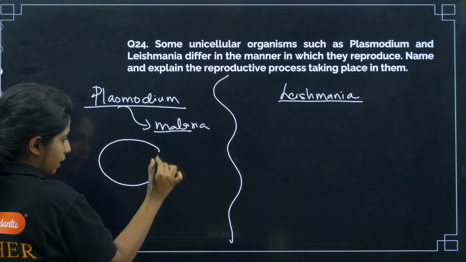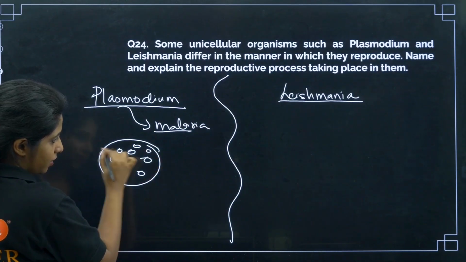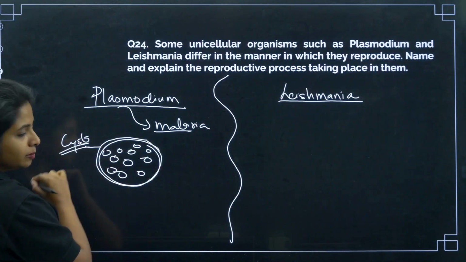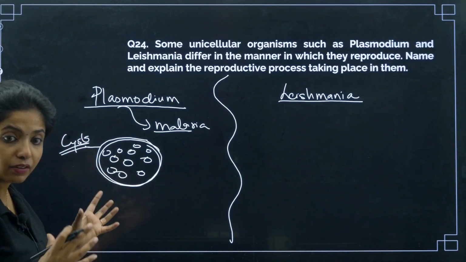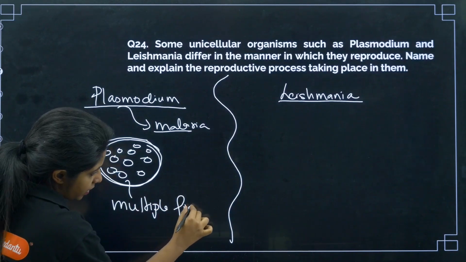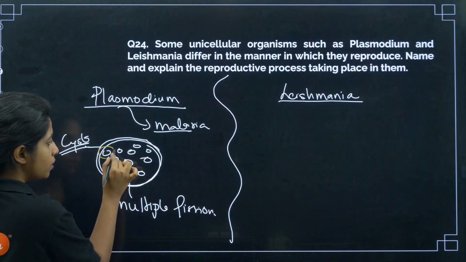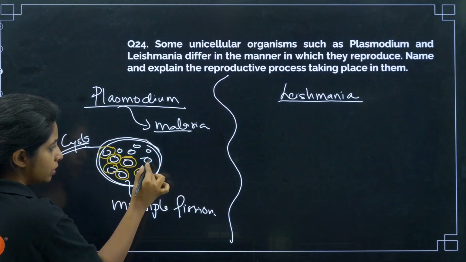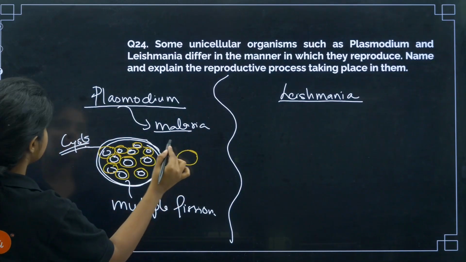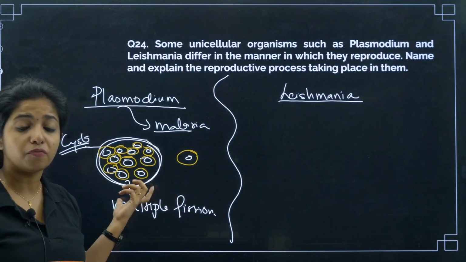So what happens is that basically the nucleus of the Plasmodium keeps on dividing. Okay, and slowly this is covered by a cyst. Where the nucleus is dividing multiple times, you call this multiple fission. After the nuclear division is finished, a little amount of cytoplasm is going to cover up all the nuclear material right over here. And later this cyst will break down and all these guys will move out. So you see, from one single organism you are getting multiple organisms. Why? Because of multiple fission that is happening.